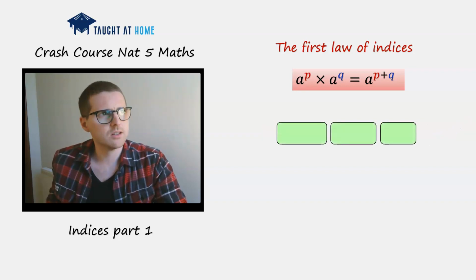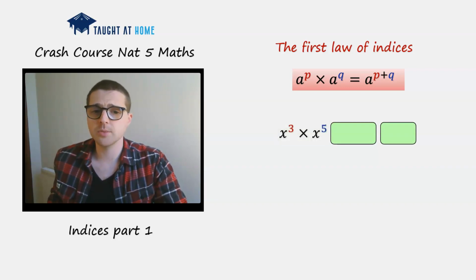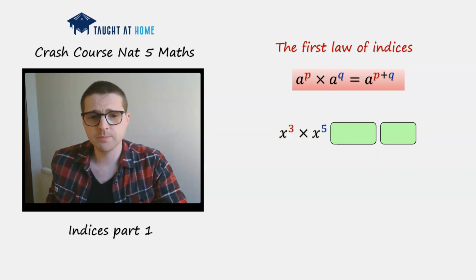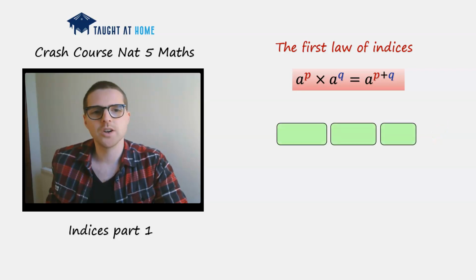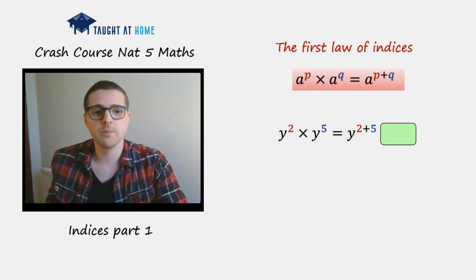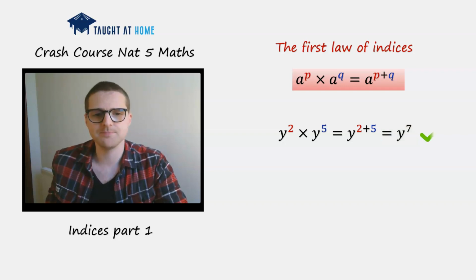Now, rather than numbers, let's try some algebra. We've got x to the power of 3 times x to the power of 5. This time the base is x. We're multiplying them, so we're going to add the indices up. And we're going to have x to the power of 8. Alright, let's try this one. y squared times y to the power of 5. Using the first law of indices, we're going to add the indices up, and we're going to get y to the power of 7.